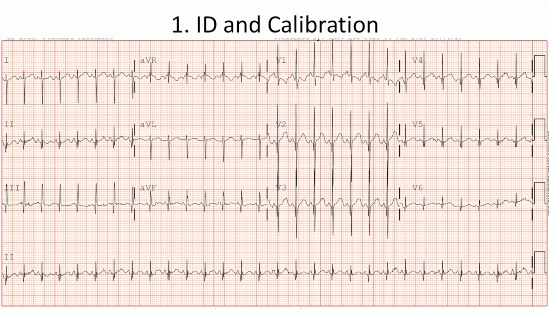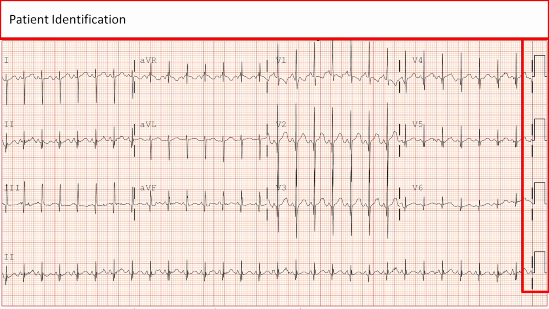The first step in our approach is to check the identification and calibration. Identifying information can be found at the top of the ECG. It is extremely important to make note of the age of the patient, as you need to use age-appropriate norms for all pediatric ECGs. The calibration for speed and voltage can be found at the beginning or end of each row. In our case, it's at the end.